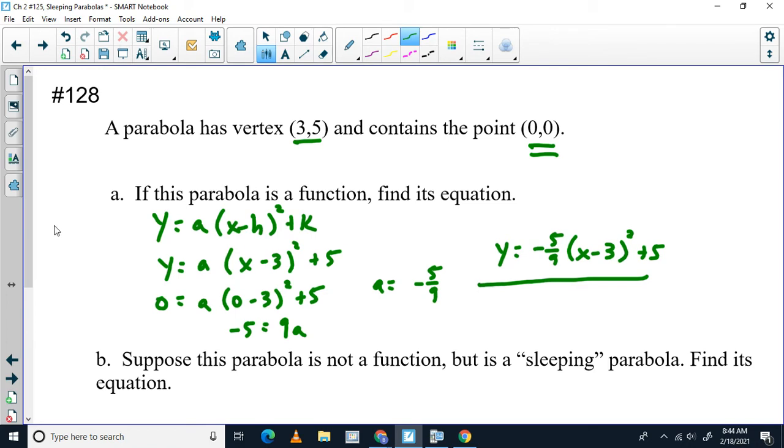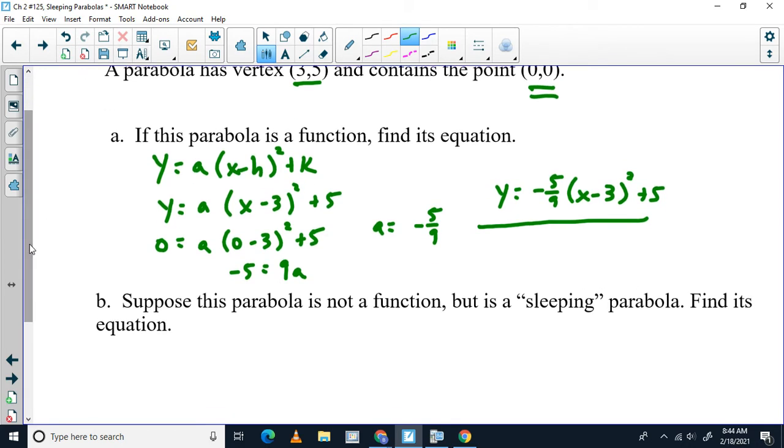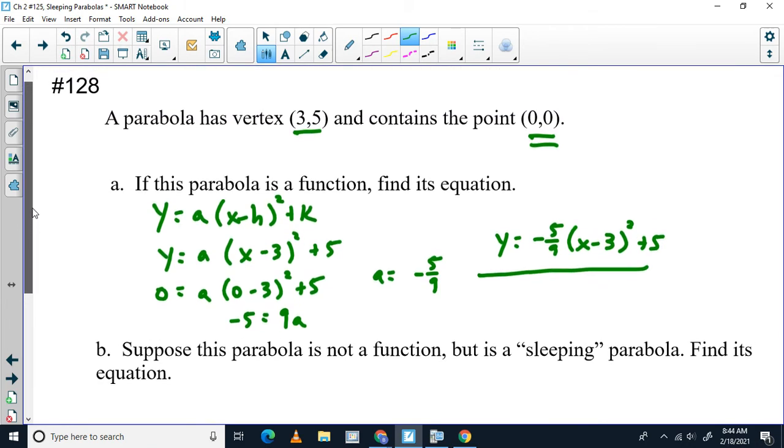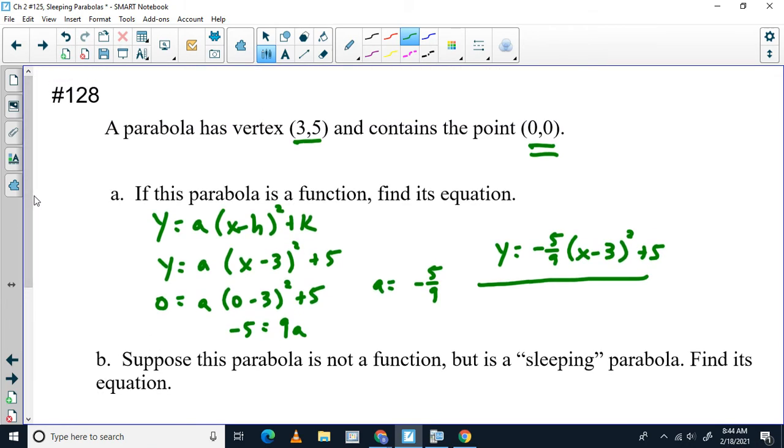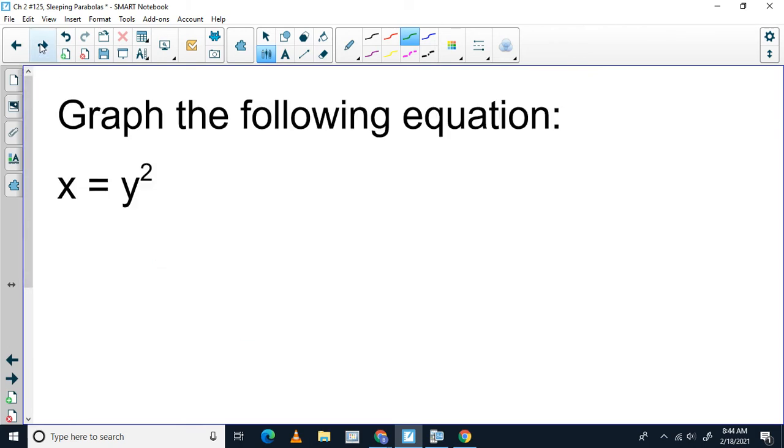The second one, though, may have been confusing because we haven't had a chance to talk about this yet. Because part B says, suppose the parabola is not a function, but it is a sleeping parabola. They want us to find that equation. Well, we're going to hold off on finding this because we don't know what a sleeping parabola is yet. So let's start with that. Let's start with, all right, well, what is a sleeping parabola?